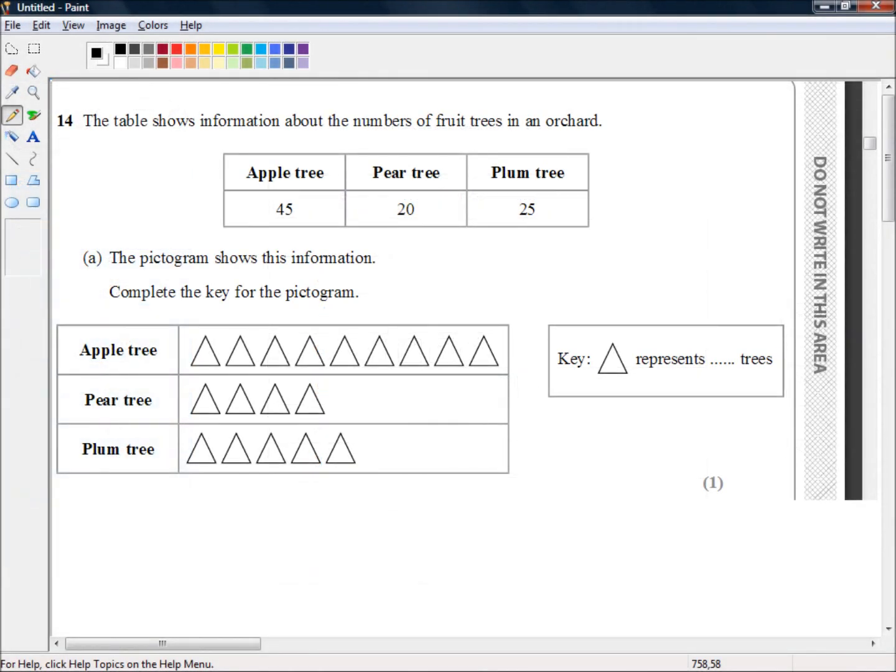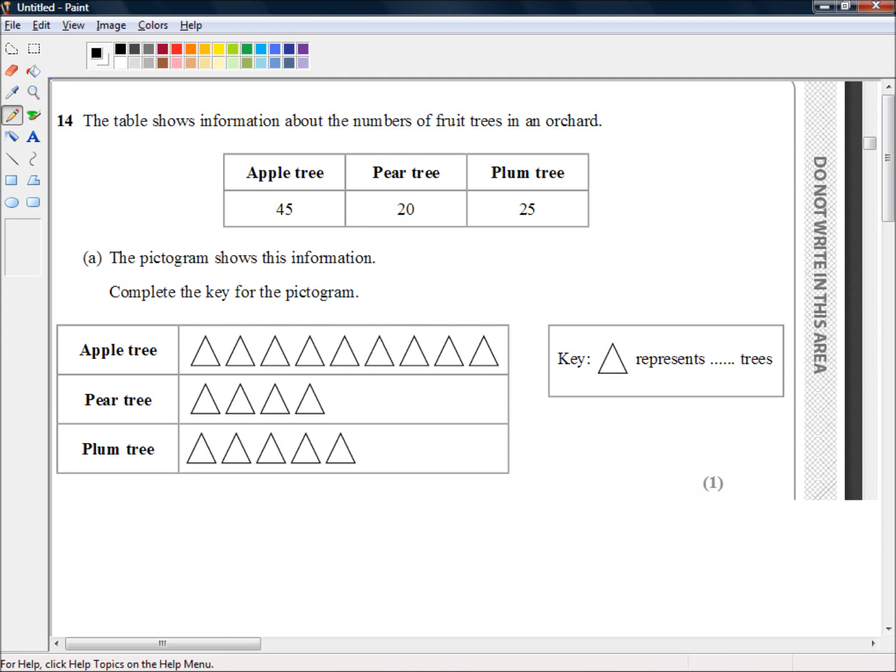Okay, so much for the theory. Let's have a go at putting this into practice. I've lifted this from a GCSE question. It says the table shows information about the number of fruit trees in an orchard, and we've got 45 apple trees, 20 pear trees and 25 plum trees. Part A says the pictogram shows this information. Complete the key for the pictogram.